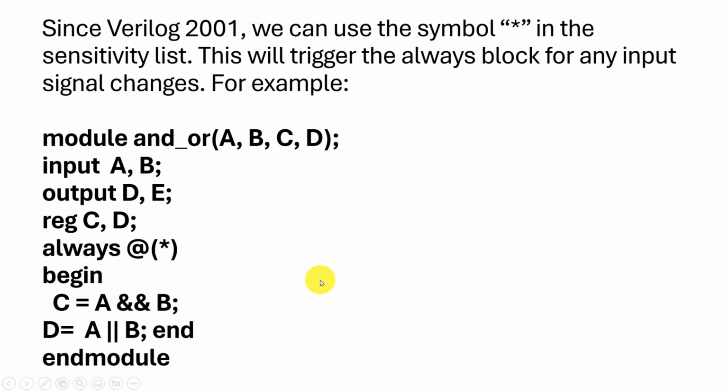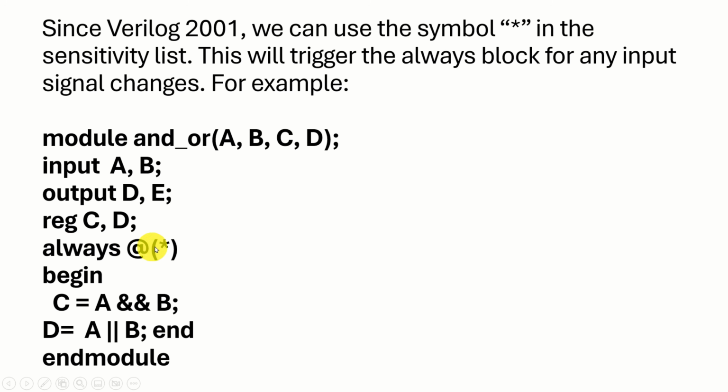Then, since Verilog 2001, we can use the symbol star in the sensitivity list. This will trigger the always block for any input signal changes. Let us consider this example. Over here, A and B are declared as inputs and D and E are declared as outputs. Then, since we are using C and D in our always statement, we need to declare them as registers. And you see what's happening over here.